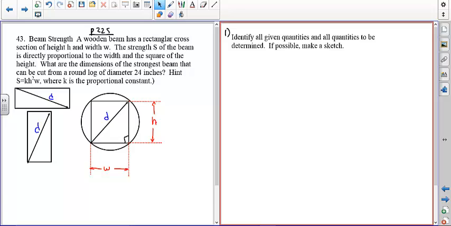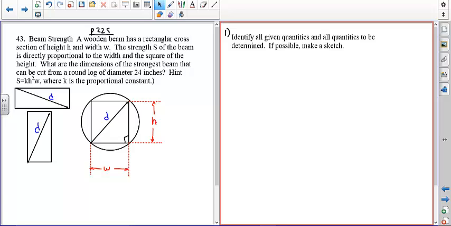So it says the strength S of a beam is directly proportional to the width and directly proportional to the square of the height. What are the dimensions of the strongest beam that can be cut from a round log of diameter 24 inches? And the equation that we're trying to maximize is strength equals some constant K times the height squared times W.